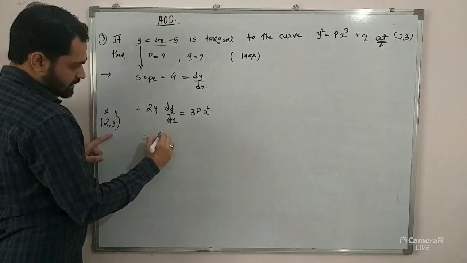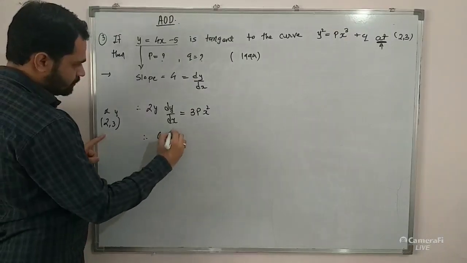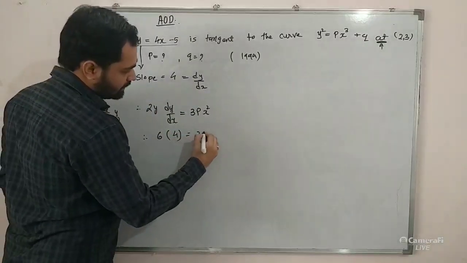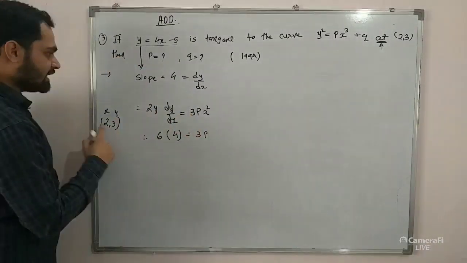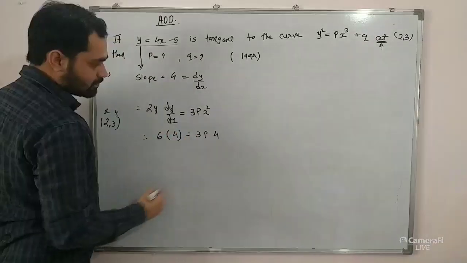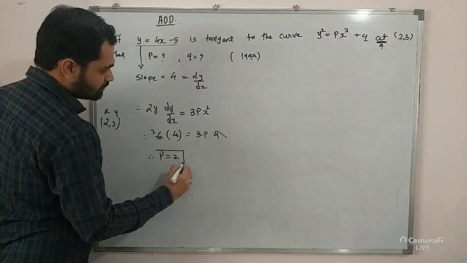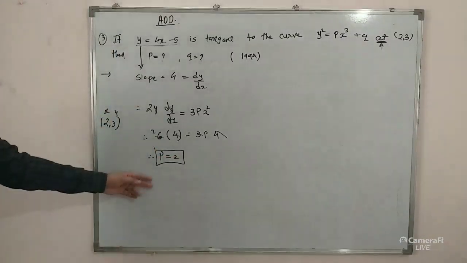So 2 3s are 6 into dy by dx. We know that dy by dx is 4. So 6 into 4 equals 3 into p into x square, and x square means 4. So 4 gets cancelled, 3 2s are 6, therefore the value of p is equal to 2. Value of p is equal to 2.